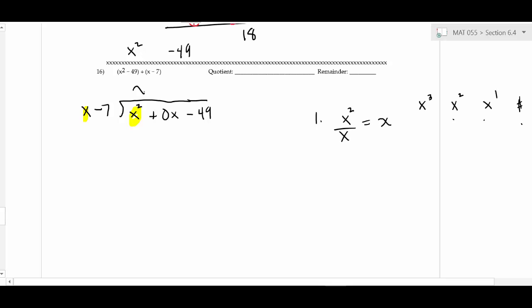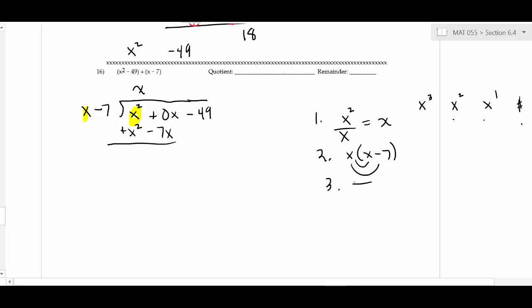X. Okay, so we record the x. Step 2 is to multiply. So you do x times x minus 7. That's going to be positive x squared minus 7x. So that's step 2, like we just got through doing.